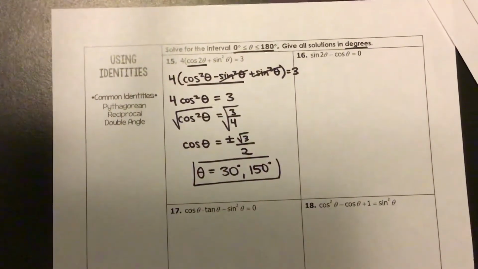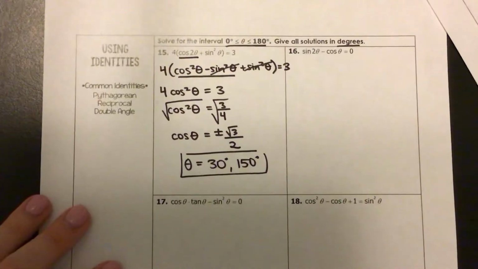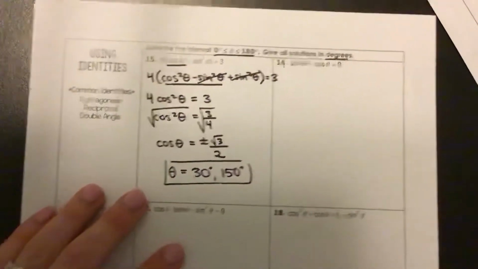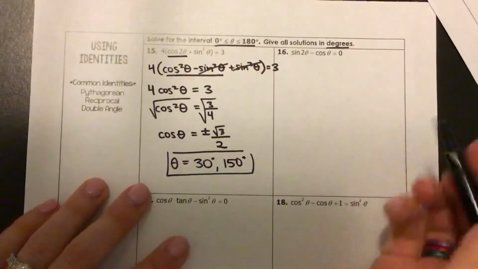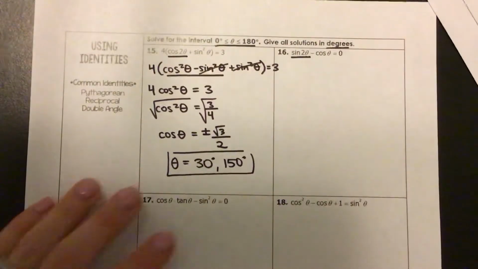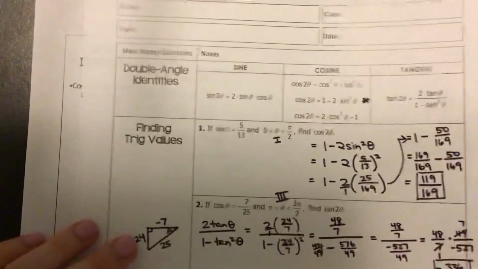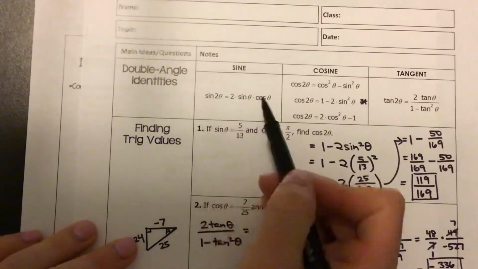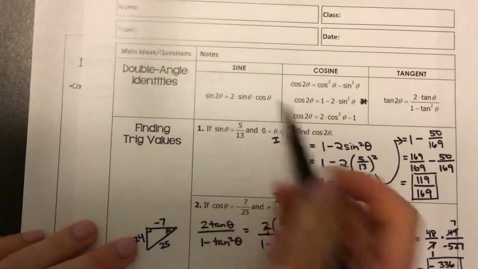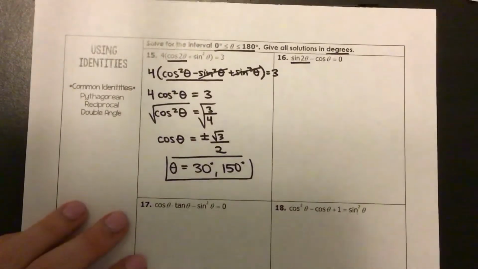Okay, so that is our first example using a couple of those identities. The next one we're going to look at is the one right next to it, number 16. You see that guy right there, the sine of 2 theta. That tells us to use our first double angle formula. Sine of 2 theta is 2 times sine times cosine. So replace that.